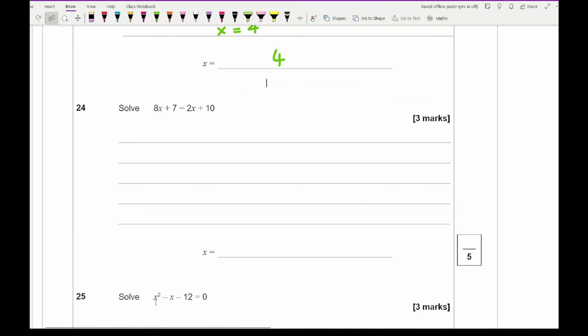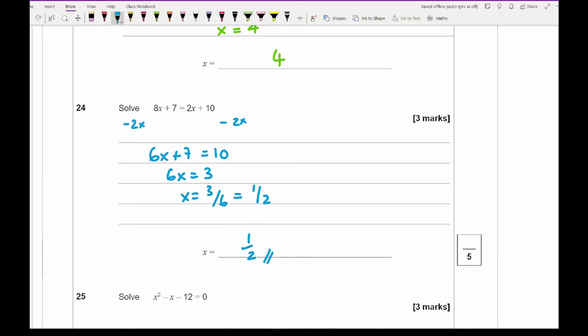Then moving on to the double-sided equation. Again, with a double-sided equation, you always want to get rid of the smallest amount of x. So we take away 2x from both sides. So we end up with 6x plus 7 equals 10. And then we get rid of the 7, so 6x equals 3. Get rid of the 6, so it becomes 3 over 6, which is the same as a half. Or you can write it as a decimal.